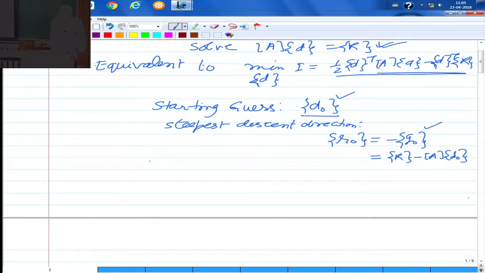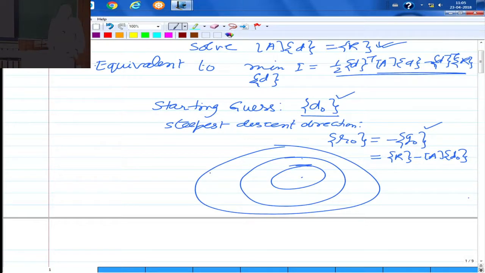Then we do what is known as a line search. The function has a minimum somewhere, and these are the plots of constant function values, which we call level sets. We start from somewhere here, this is our starting guess, and then we move along a direction which is normal to this surface at this point. We move, and if you go beyond a certain point, the function value will start increasing again.